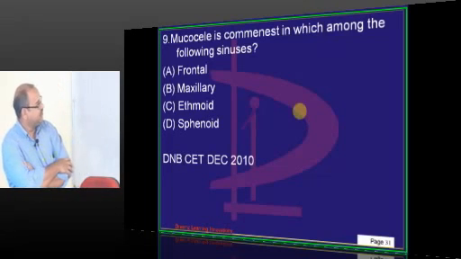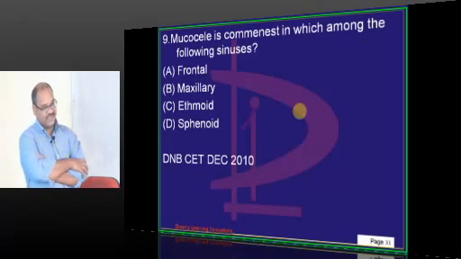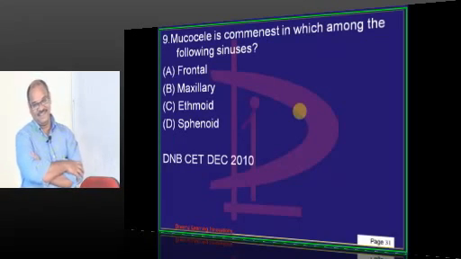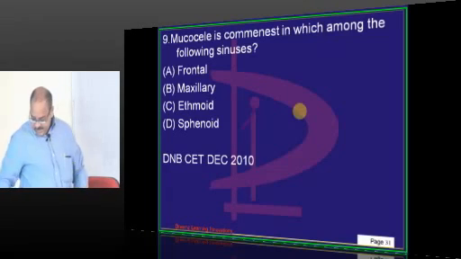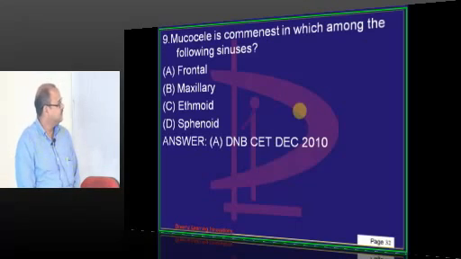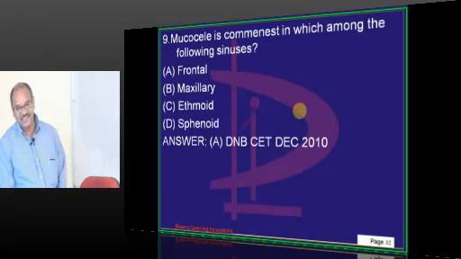Mucocele is commonest in which among the following sinuses? Frontal, maxillary, ethmoid, sphenoid. Answer is A, frontal. Don't get confused with mucocele and mucosal polyp. Polyp is common in maxillary.